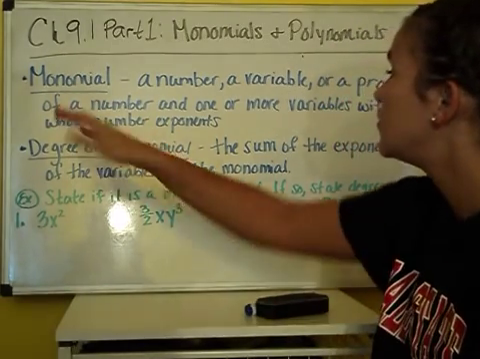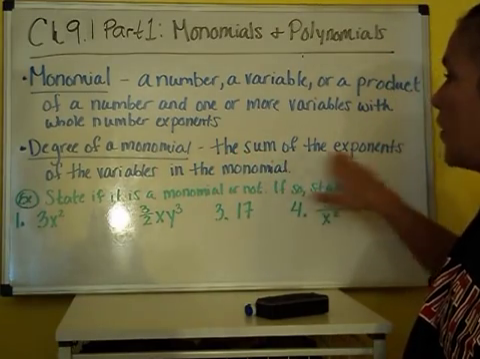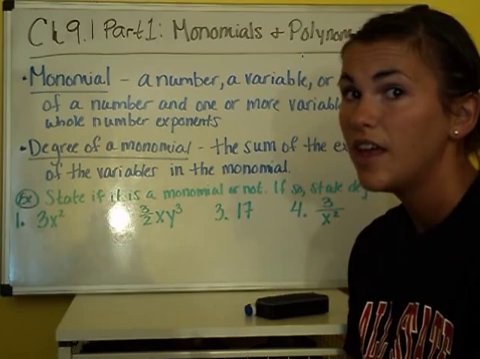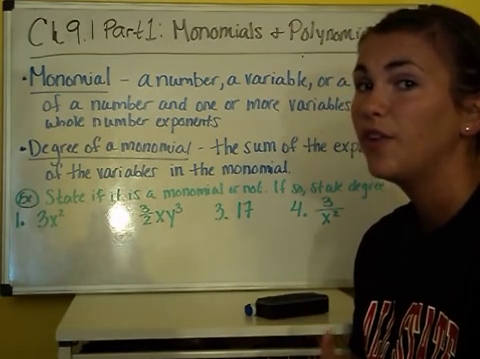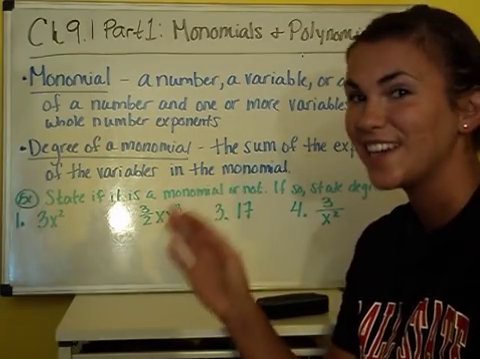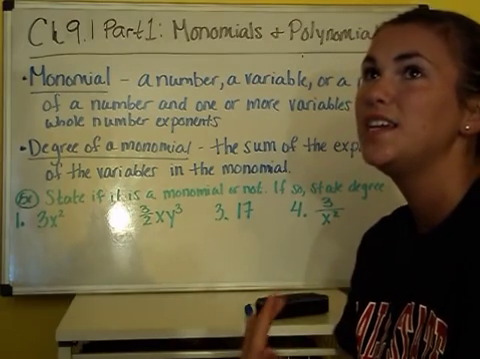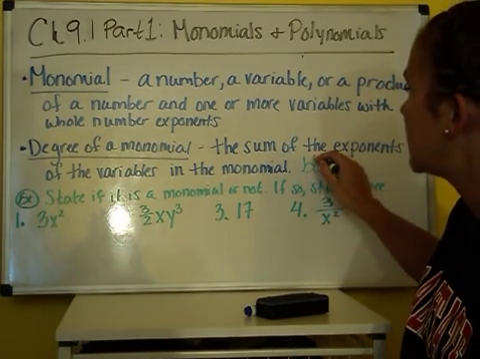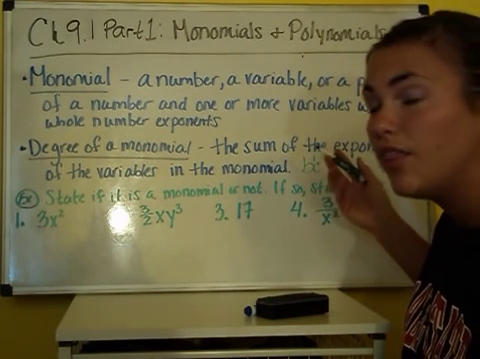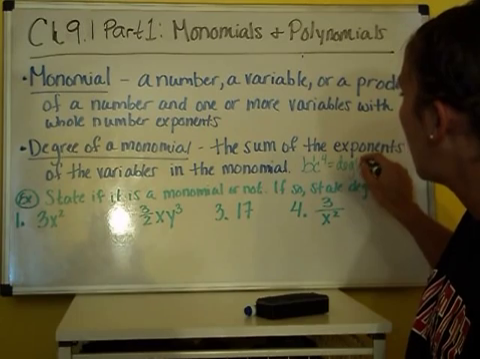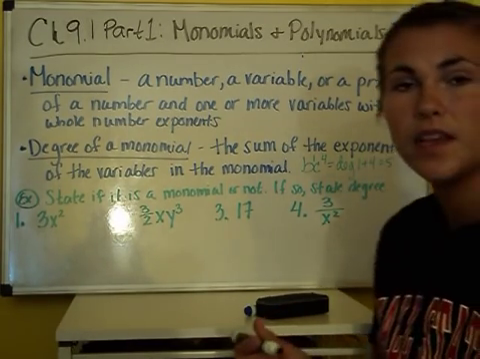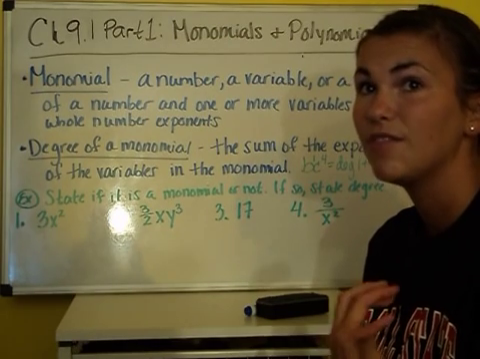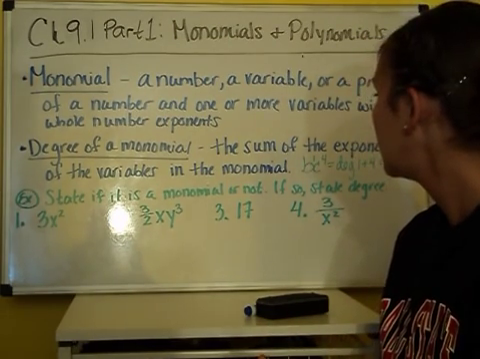The degree of a monomial is the sum of the exponents of the variables in the monomial. When we have an x just by itself, that means that it has an exponent of 1. If we have a number written there, that is the exponent given. So if we have something like b times c to the 4th, we know that this b has an exponent of 1 and the c has an exponent of 4. Therefore, that would give us a degree of 1 plus 4, which is 5. So that's how you find the degree. So what we're going to do is go through these examples and state if it is a monomial or not, and if it is a monomial, we want to state the degree of that monomial.